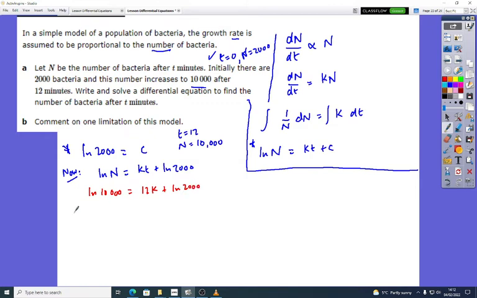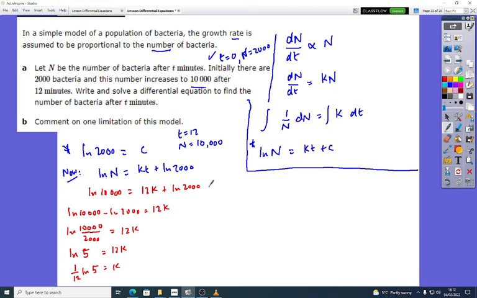I'm going to take that to the other side, so I get ln of 10,000 minus ln of 2,000 equals 12k. Now you know that when you subtract these logs, it's a division, so that becomes ln of 10,000 divided by 2,000 equals 12k. 10,000 divided by 2,000 is 5, so that is ln of 5 equals 12k. Divide that by 12 gives me 1/12 ln of 5 equals k.